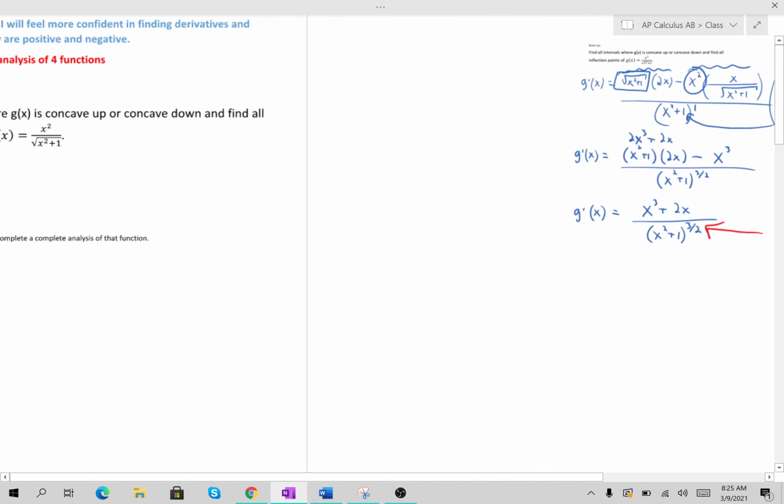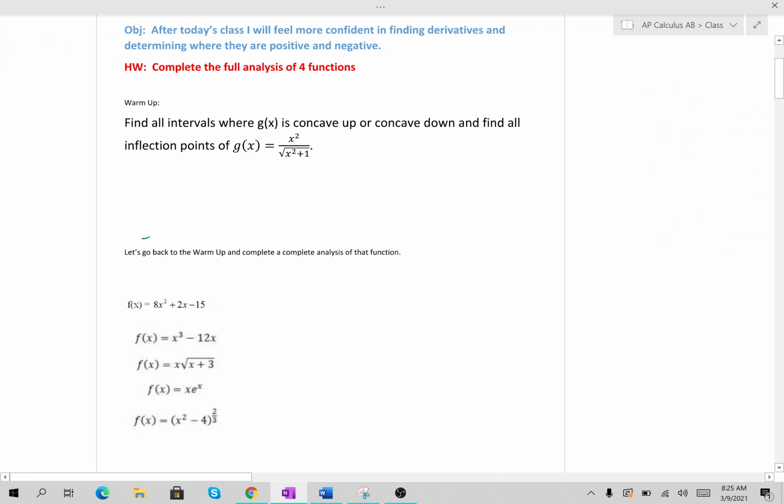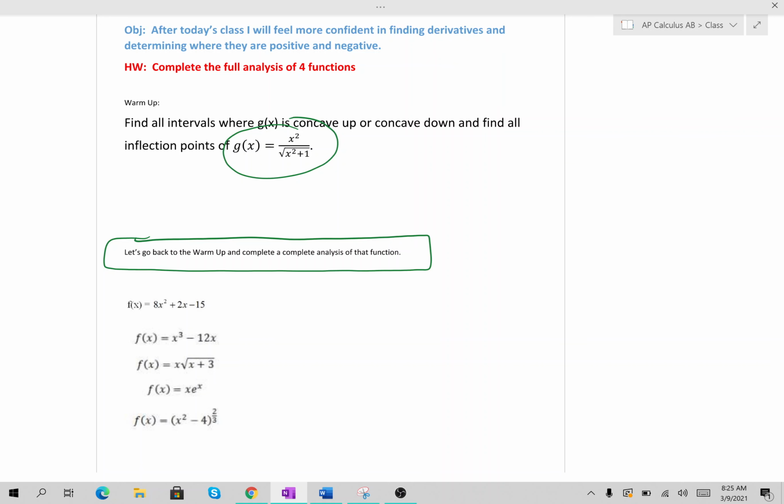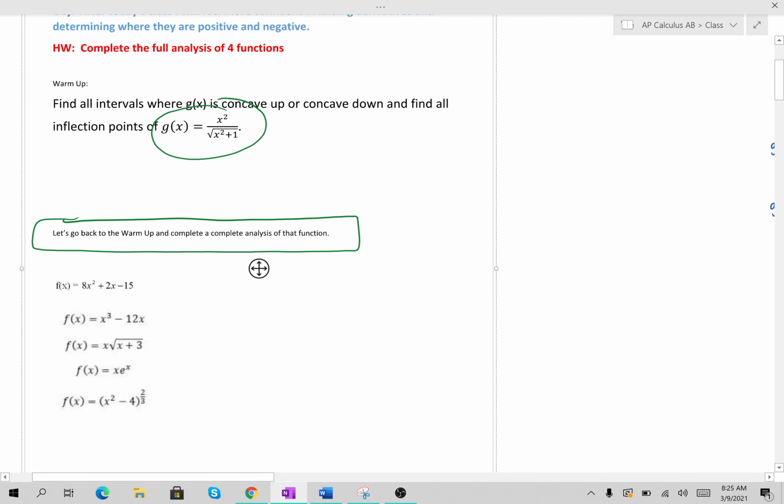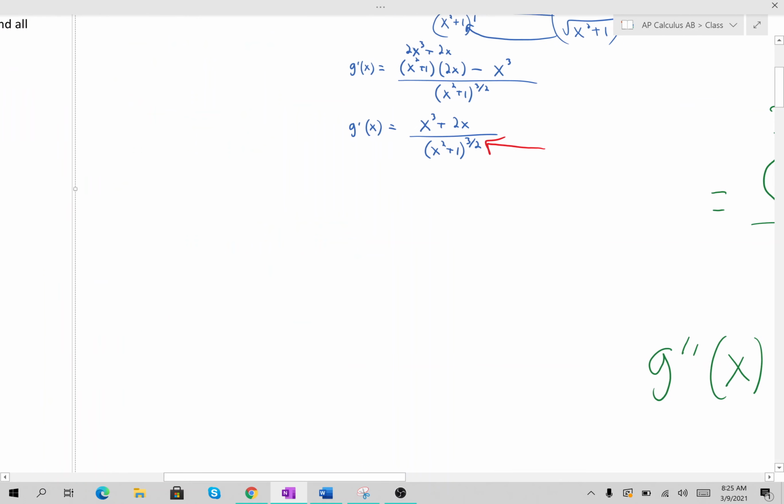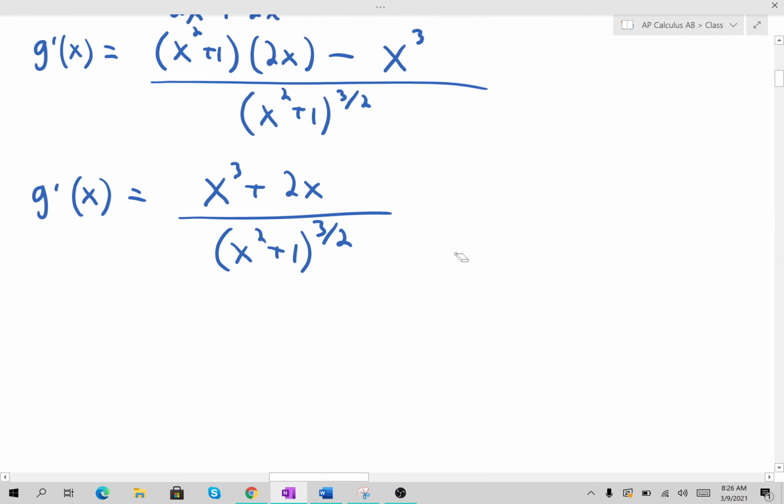All right, let's go back to these notes. And the next part says right here, it says, hey, go back to the warm-up. So that's this function right here, and do a complete analysis. What that really means is do all the stuff with the first derivative too. Okay, that's the increasing, decreasing, critical numbers, max and mins, right? Relative maxes and relative mins. So luckily, since we already did all the second derivative stuff, we have the first derivative chilling right here.